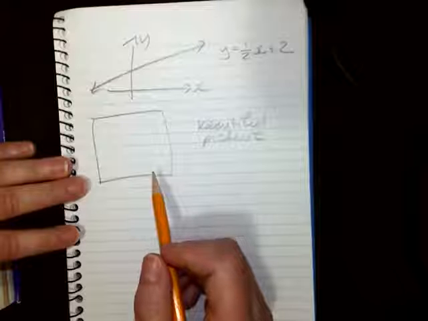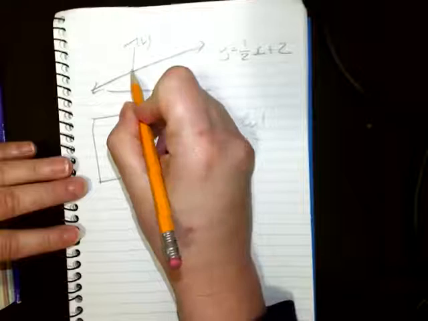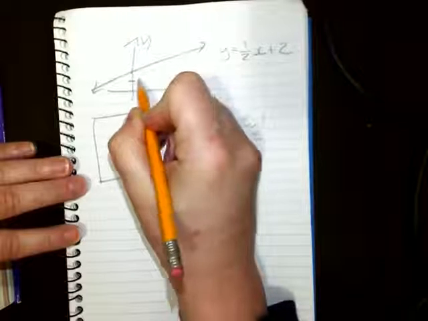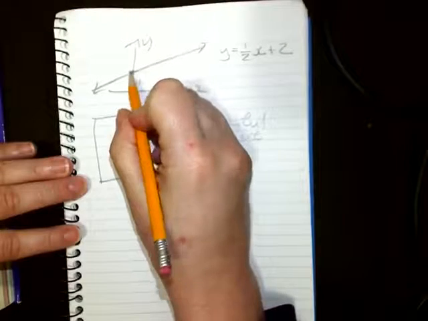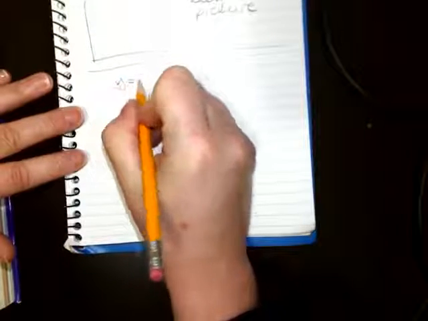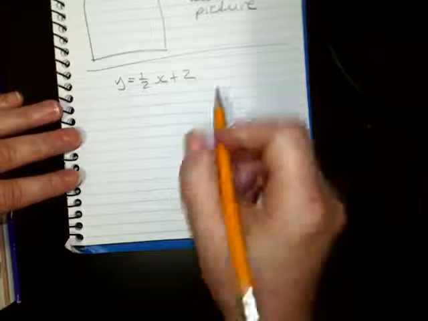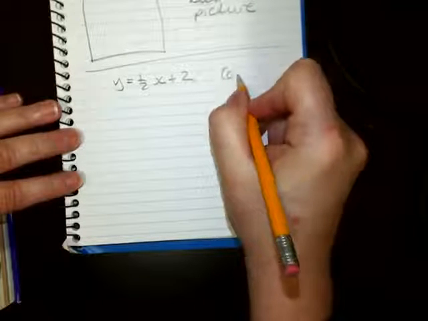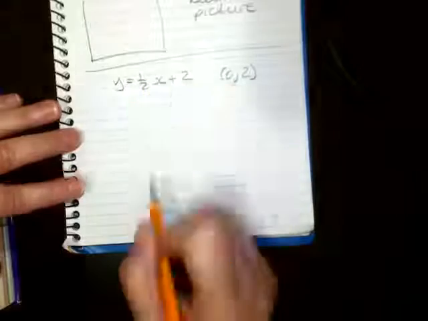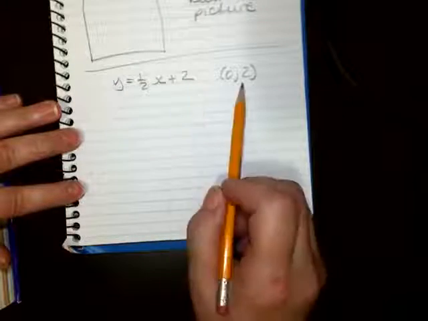How do we know if a point is on a line? Well, let's say here it looks like the point (0, 2) is on this line. What we would do is go to this equation, y equals 1/2 x plus 2, and we would sub in the point. We want to know if the point (0, 2) is a point on this line, not by looking at the picture, but by doing the writing.